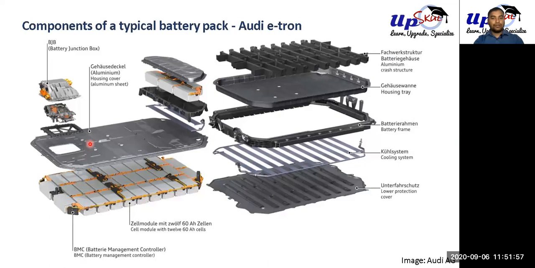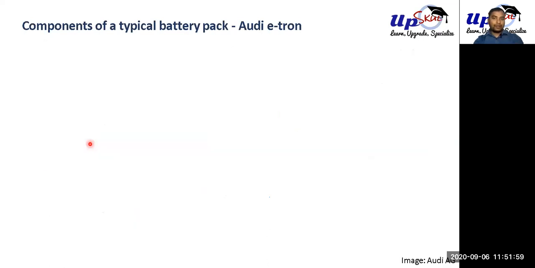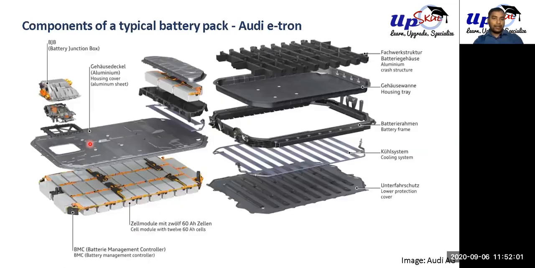That car was called A3, I think, and this one is A-tron. If you look at this battery, there are different layers. This is an exploded view of a battery. As you can see, this is a tub or tray. This is where everything will sit.